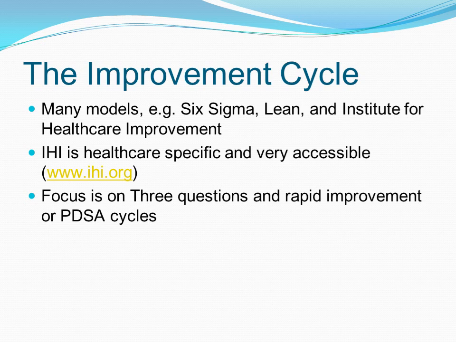The focus is on the three questions that we asked. What is our aim? How do we know our change has made a difference, and what do we do to make change? But then the core is these rapid improvement cycles that are also called PDSA cycles. And again, sometimes this language, don't let this language get you confused. Just stay with me here, and we'll try to work through it. And you can always email me, if you don't understand something, and I'll get back to you.